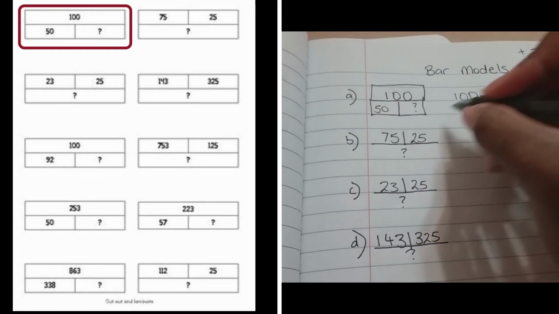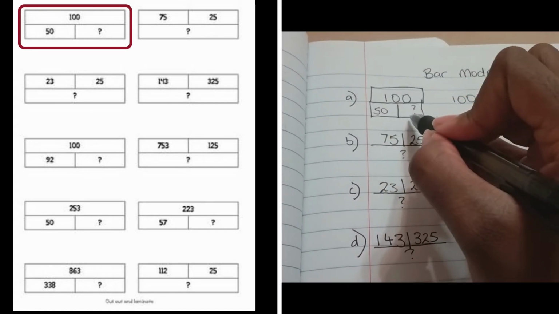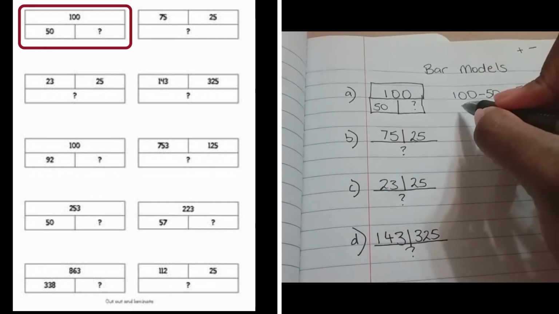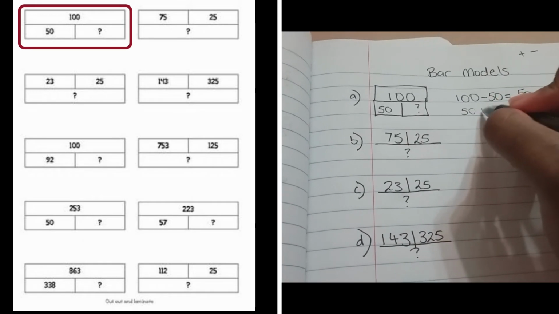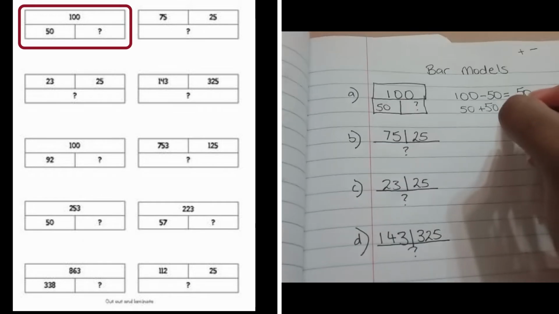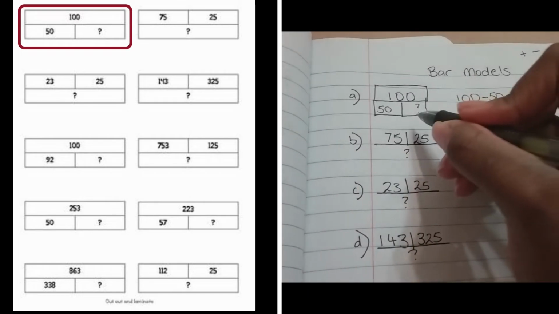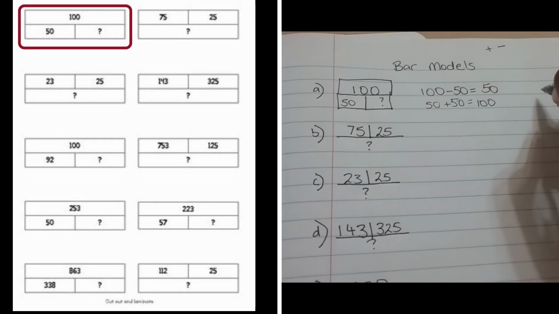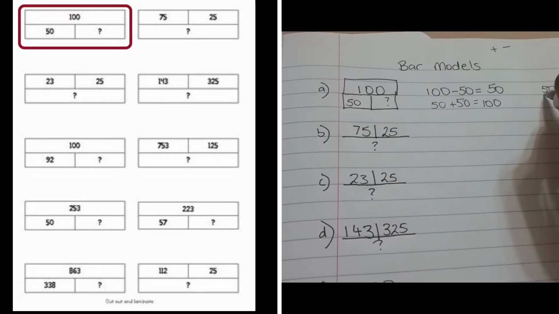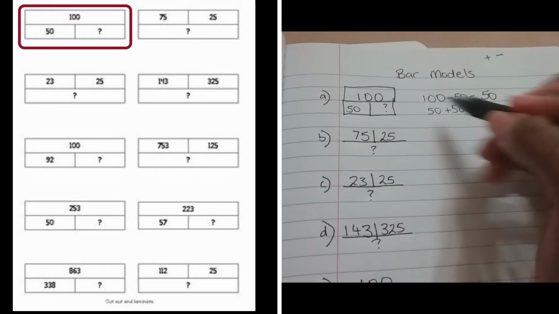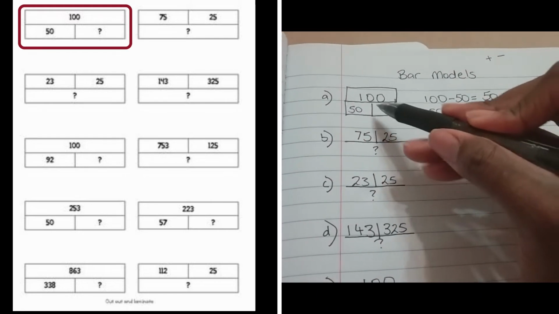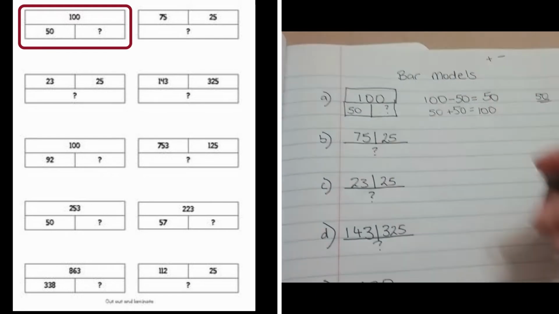And it works the other way around as well. These two baby numbers together give me my top number, my mama number. So 50 plus 50 equals 100. So my question mark in this case is 50. That was my missing number. And I proved it two ways, by doing the addition and also by doing the subtraction.